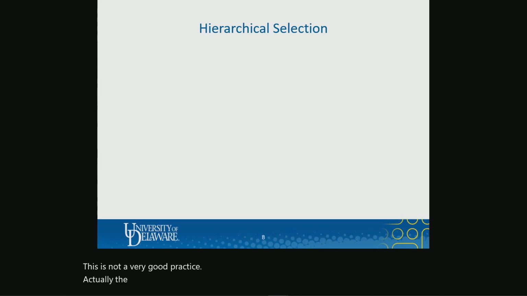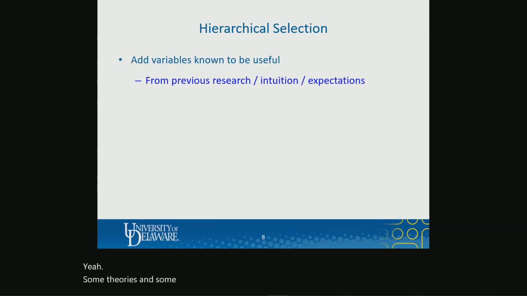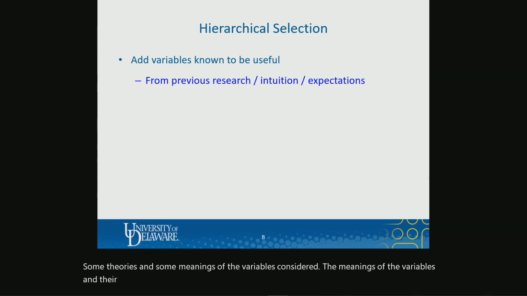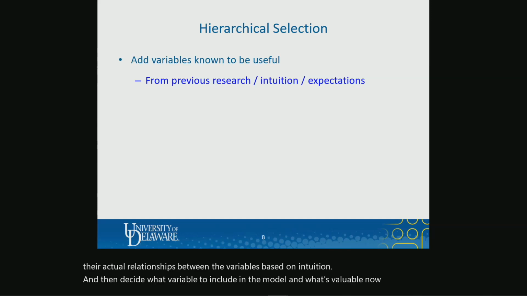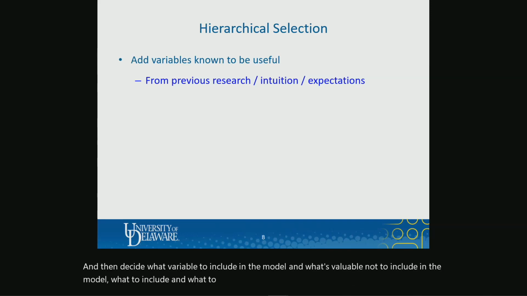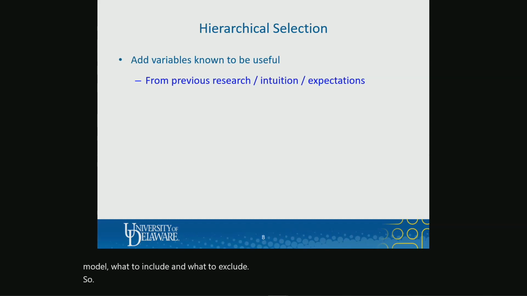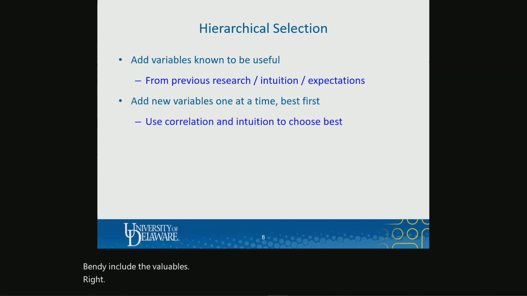Actually, the best way is to consider some theories and the meanings of the variables, the actual relationships between the variables based on intuition, and then decide what variable to include in the model and what variable not to include, what to include and what to exclude. Essentially, we are considering our expectations when we include the variables, right?